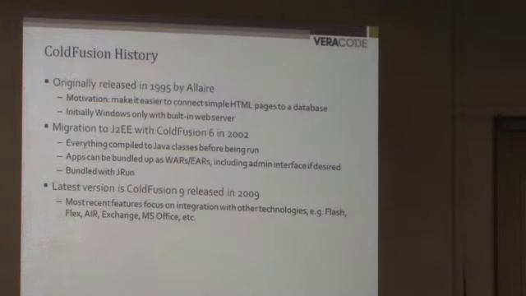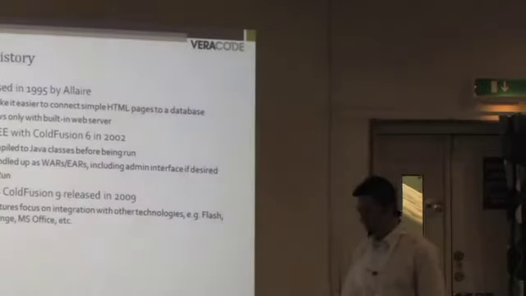Everything gets compiled to Java classes essentially at runtime or prior to runtime. And Alaire, actually, it was Macromedia acquired them by this point. They were bundling JRun, which is a J2EE server that they produced. And then since 2002, ColdFusion is now up to version 9. Most of the recent versions focused on adding integration with other technologies, a lot of the Adobe technologies that you can see up there, as well as some of the Microsoft technologies. So it's been focused on the interaction, the interoperability between ColdFusion and those other pieces.